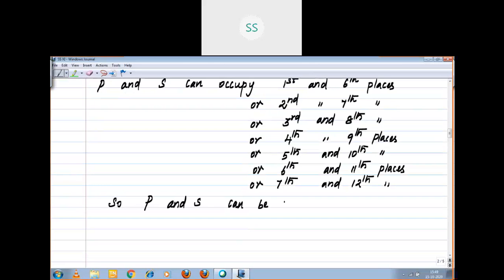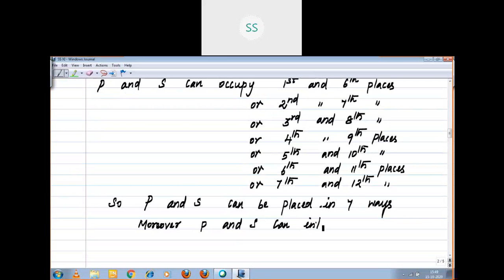So, P and S can be placed in how many ways, children? See here, 1, 2, 3, 4, 5, 6, 7. 7 ways.